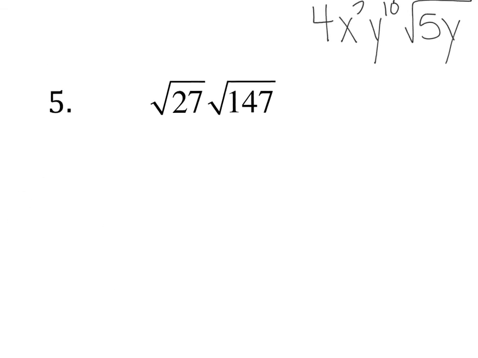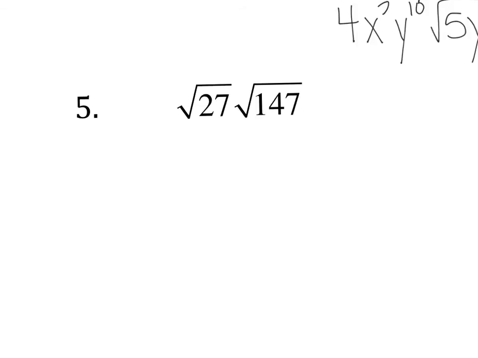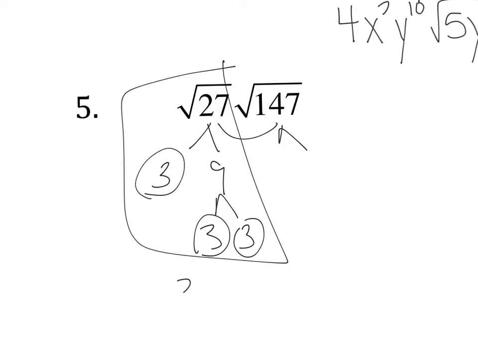Right, last one. There's a couple different methods of doing this particular problem. One, you could multiply these two numbers together and then figure out the prime factorization for that. I like to take each one and simplify it individually. So for this one I get 3 and 9, 3 and 3 for 9. So this square root of 27 becomes 3 square roots of 3.